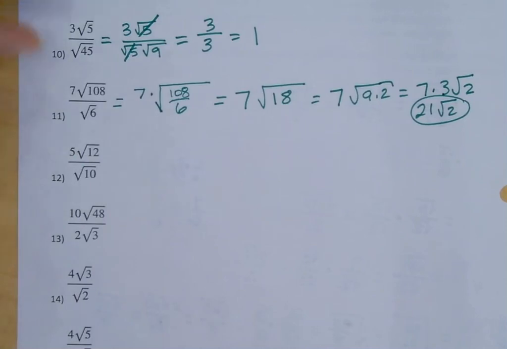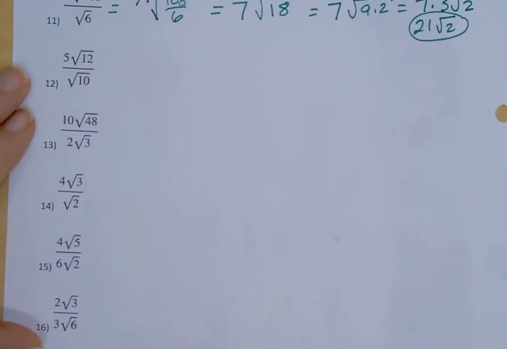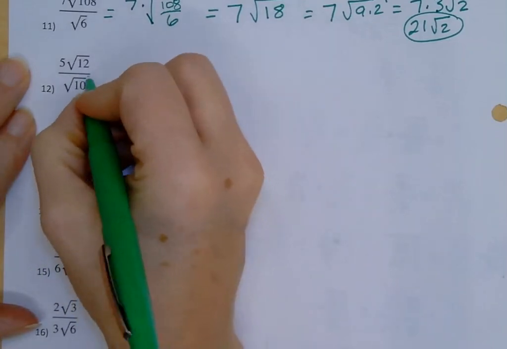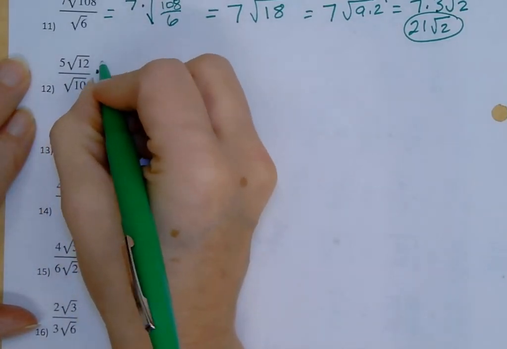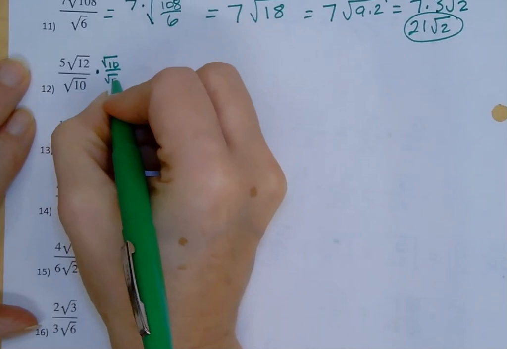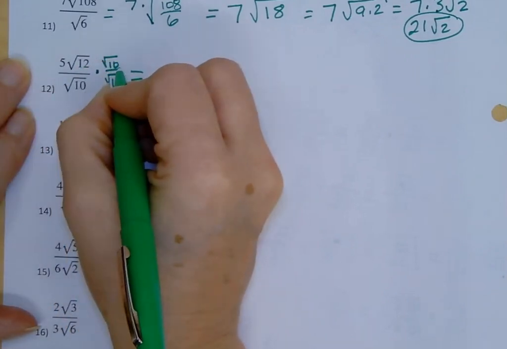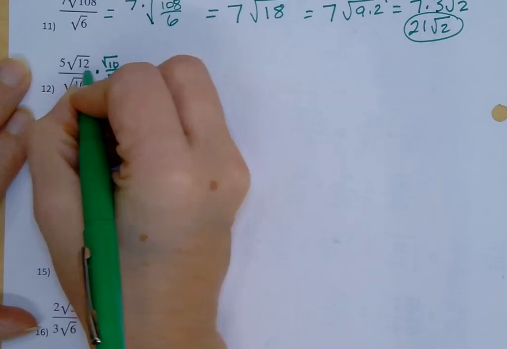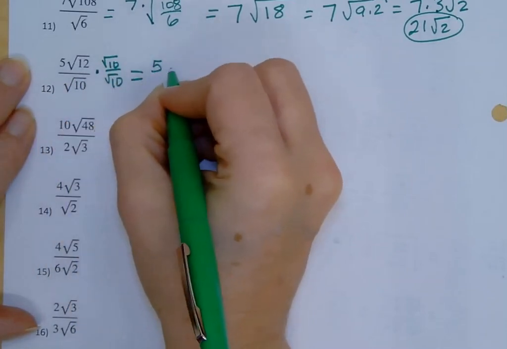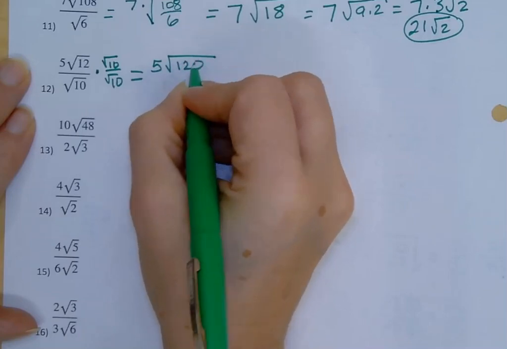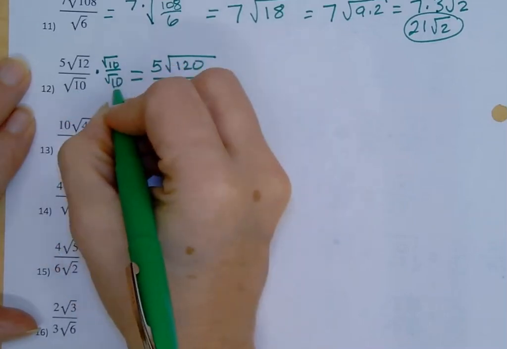Alrighty, let's take a look. 5 times the square root of 12 over the square root of 10. Just because I'm going to do it a different way, let's do square root of 10 over square root of 10. Multiplying that, so 5 times square root of 12 times square root of 10. I can multiply those two radicals together in the same house, right? 12 times 10 is 120.